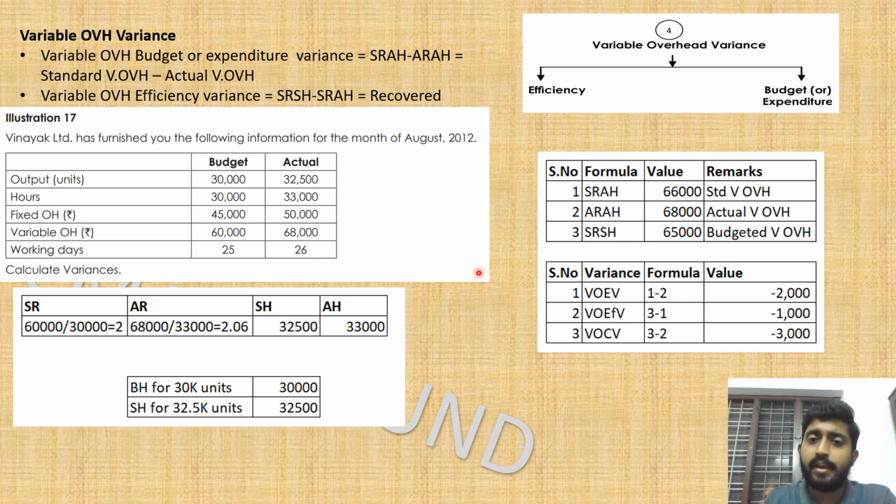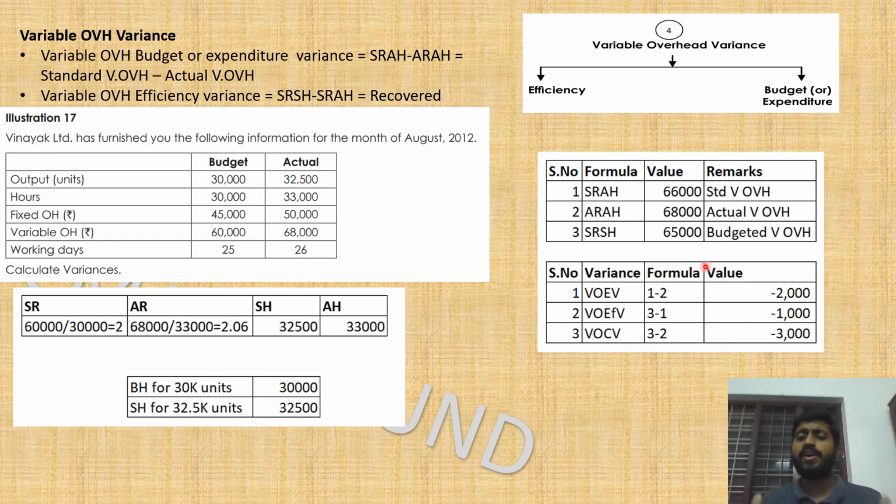If we apply SR into AH, which is 2 into 33,000, that is 66,000, the standard variable overheads. Actual variable overhead is the actual rate multiplied by actual hours. What is budgeted variable overhead? For budgeted variable overhead, standard rate is common, multiplied by the standard hours. Okay, so we can calculate the variances and do the check. Minus 3,000 is equal to minus 1,000 plus minus 2,000. So you have done the check.